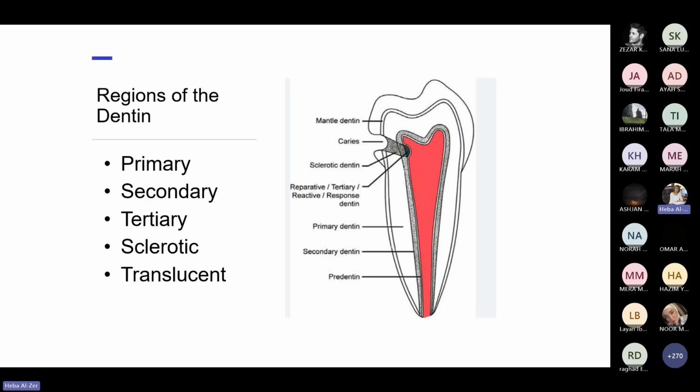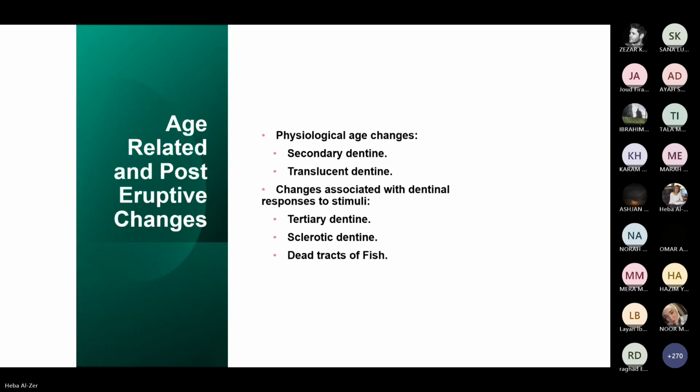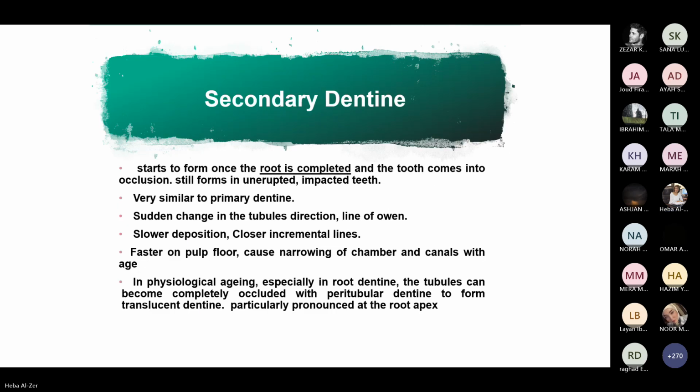The last section we are going to discuss is the post-eruptive and the age changes in dentine, which gives us different regions of dentine. In summary, they are called primary, secondary, tertiary, with the sclerotic and the translucent. The physiological ones that happen with age are the secondary dentine and the translucent dentine, while the ones that are pathological are the tertiary, the sclerotic, and the dead tracts of fish. Now we are going to discuss them in detail.